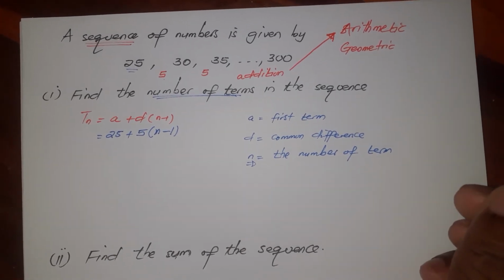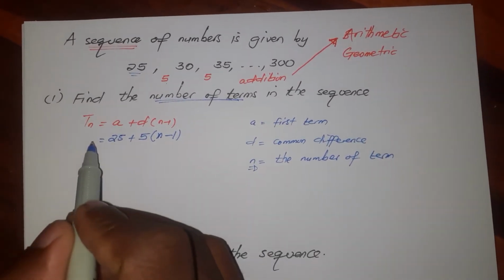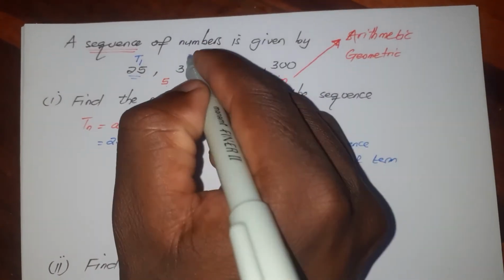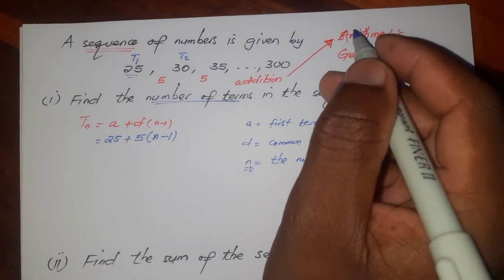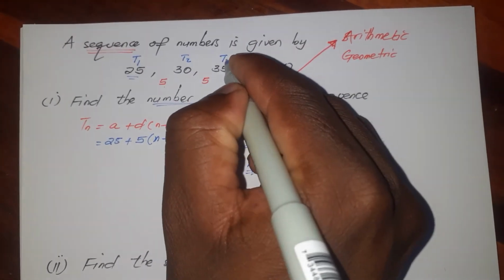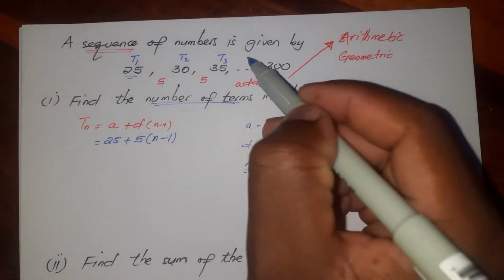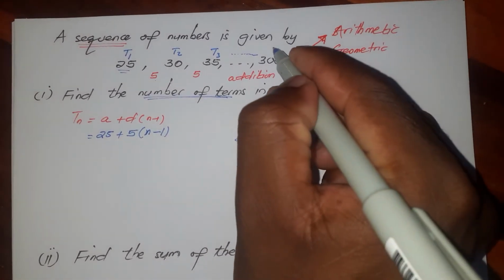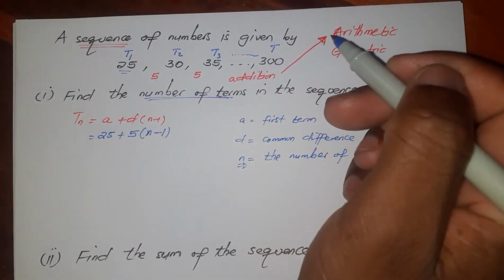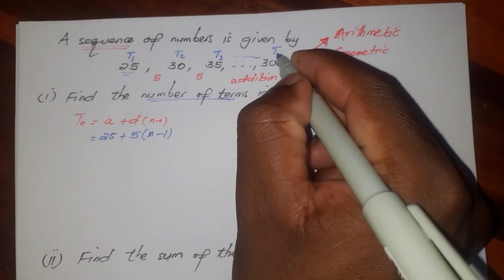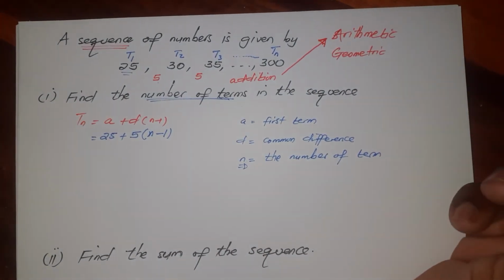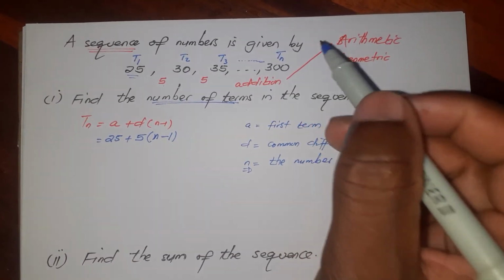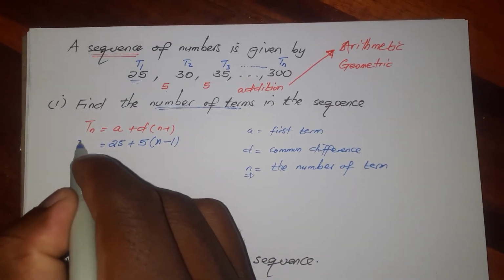But I should also indicate to you, where we have equal, this is term 1, this is term 2, and this is term 3. And we have so many other terms in here. But we are also given the last term, which we don't know whether it's term 7 or term 8. We just write Tn. Now, since our Tn is 300, where we have Tn, we write 300.